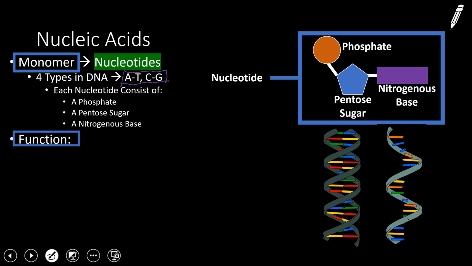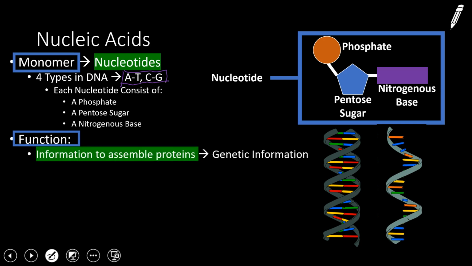What is the function of nucleic acids? Nucleic acids are information. They're genetic information to assemble your proteins, okay? So remember I talked about proteins are extremely complex and they must have a specific shape with specific amino acids, such as this protein right here, which is like a molecular machine, or this protein right here, this keratin, which is found in your hair. Well, how do we assemble these? We get the information from nucleic acids.